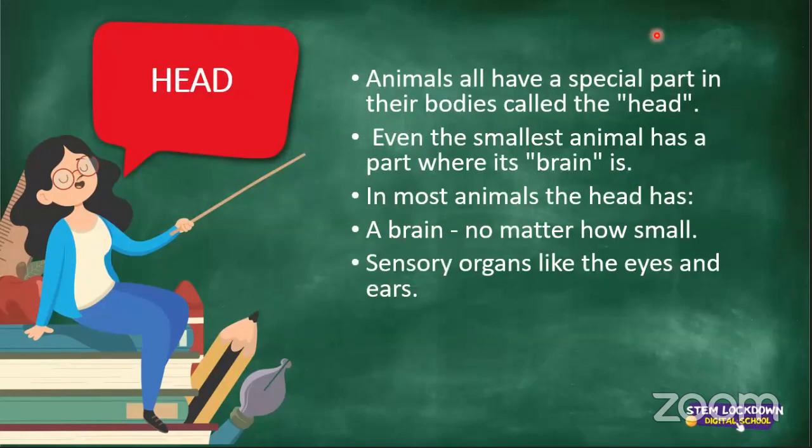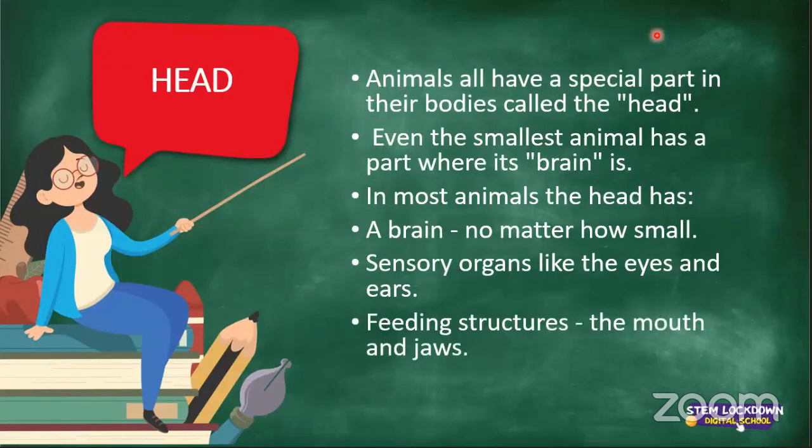Or the eyes: if you think about an owl's eyes, they're big and they can see far. An eagle and a hawk need to be able to see rodents even if they are up there in the sky. And then the head also has feeding structures, which are the mouth and the jaws.